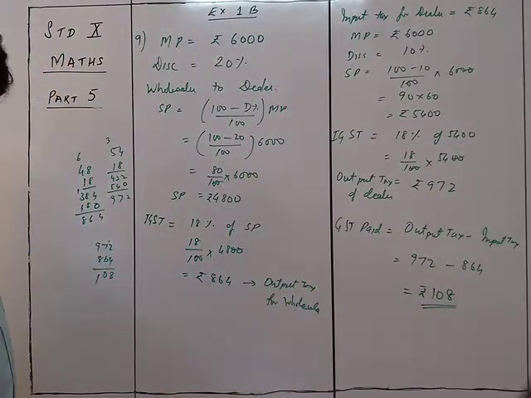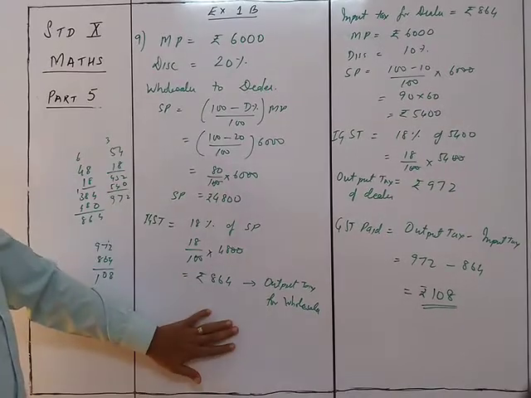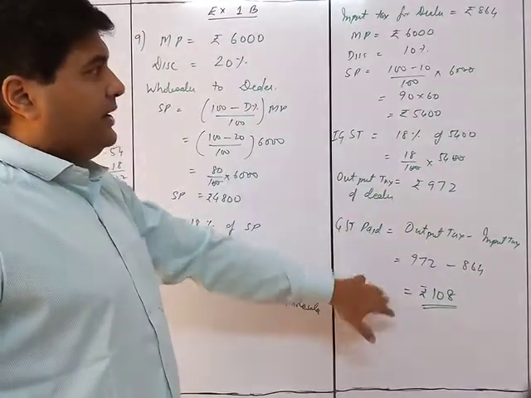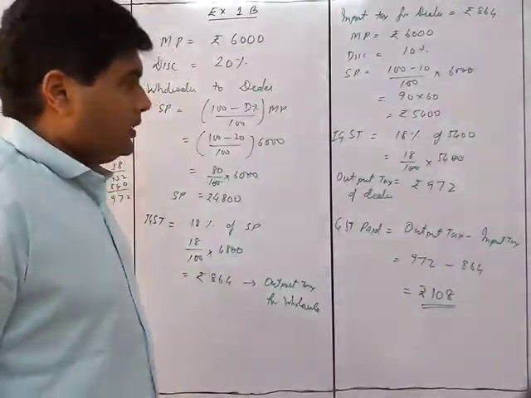Understood? So what you are doing in every case is finding out the output tax and the input tax, and accordingly subtracting them to get the answer.